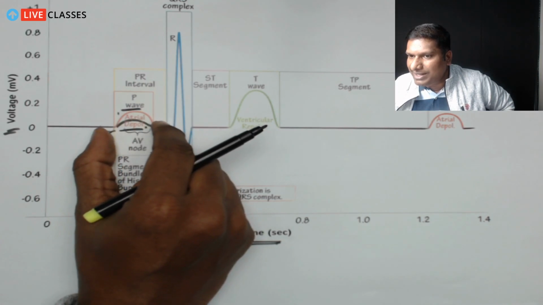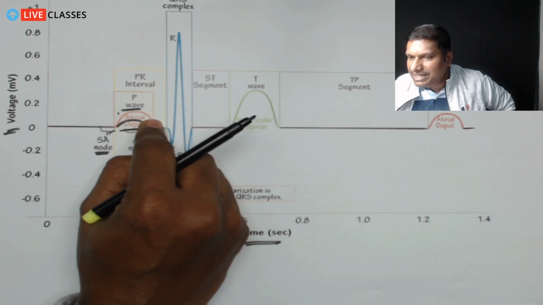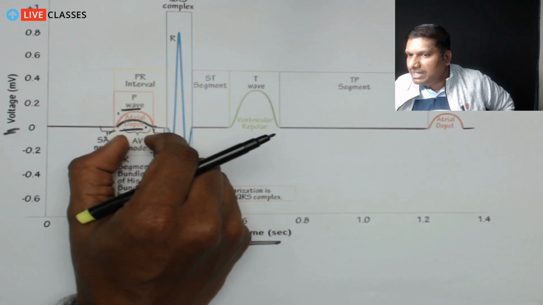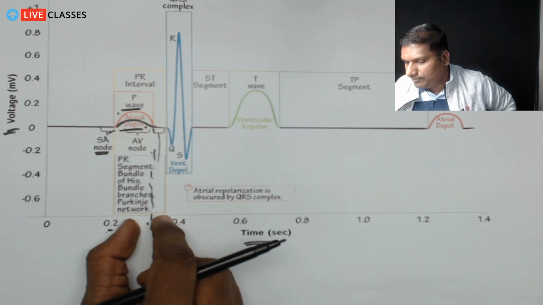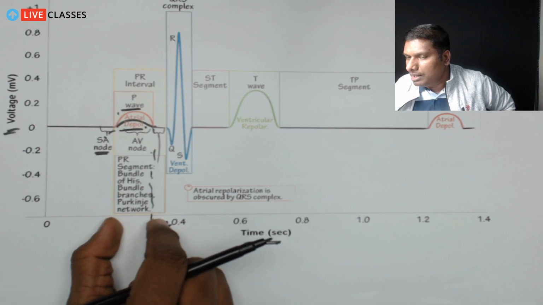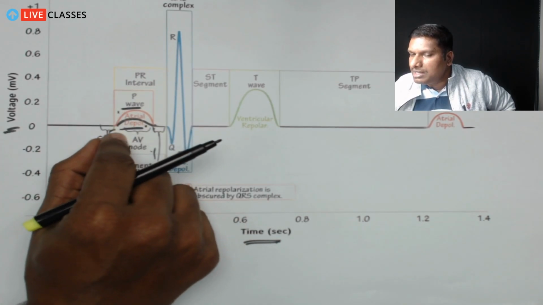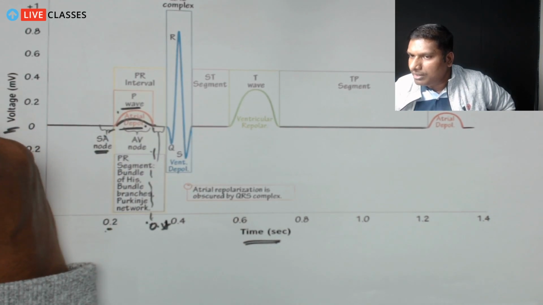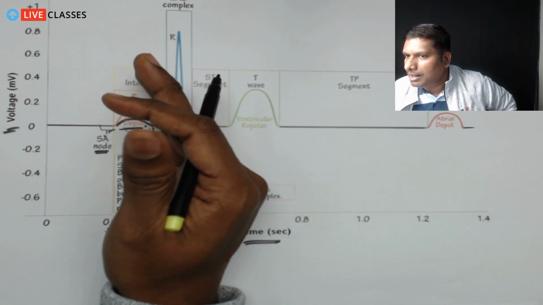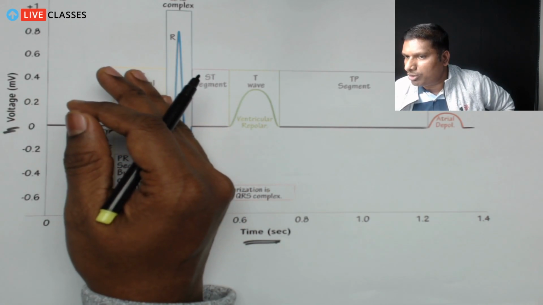Okay, so these graphs will tell you to what extent it's getting depolarized, and if it is getting depolarized in the correct amount of time or not. If anything is deviating from the normal graph, that means there is something wrong with your heart.